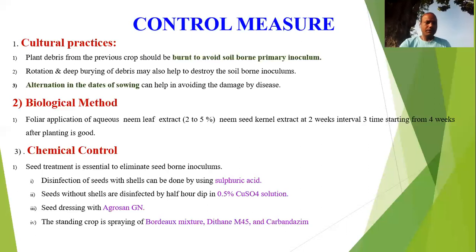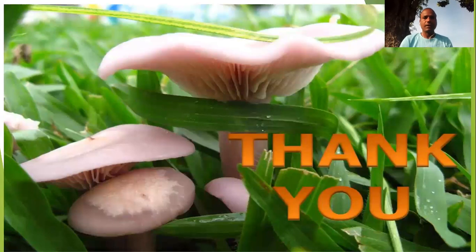Next, treatment of seed and soil can be done by using sulfuric acid, copper sulfate solution, Ceresan, Bordeaux mixture, Dithane M-45 and carbendazim. These are some fungicides in powder form. All these fungicides are chemicals used to control tikka disease of groundnuts. That is the simple way of control measures. And lastly, thank you.